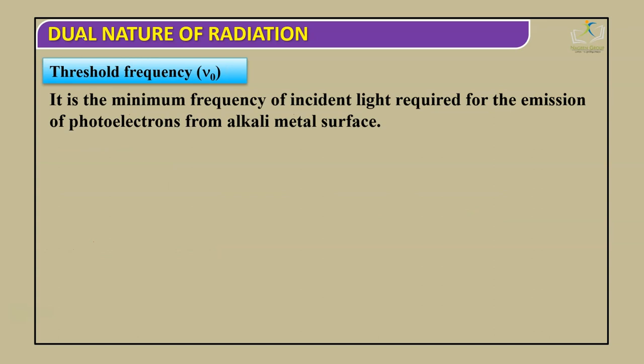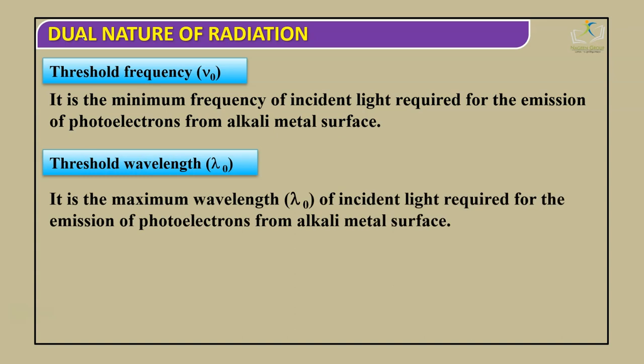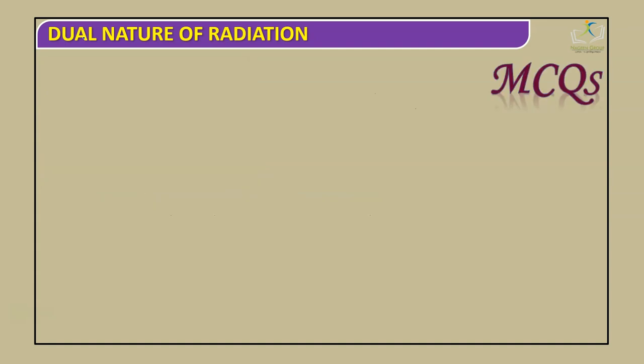Threshold frequency: it is the minimum frequency of incident light required for the emission of photoelectrons from the alkali metal surface. Threshold wavelength: it is the maximum wavelength lambda naught of the incident light ray required for the emission of photoelectrons from the alkali metal surface.